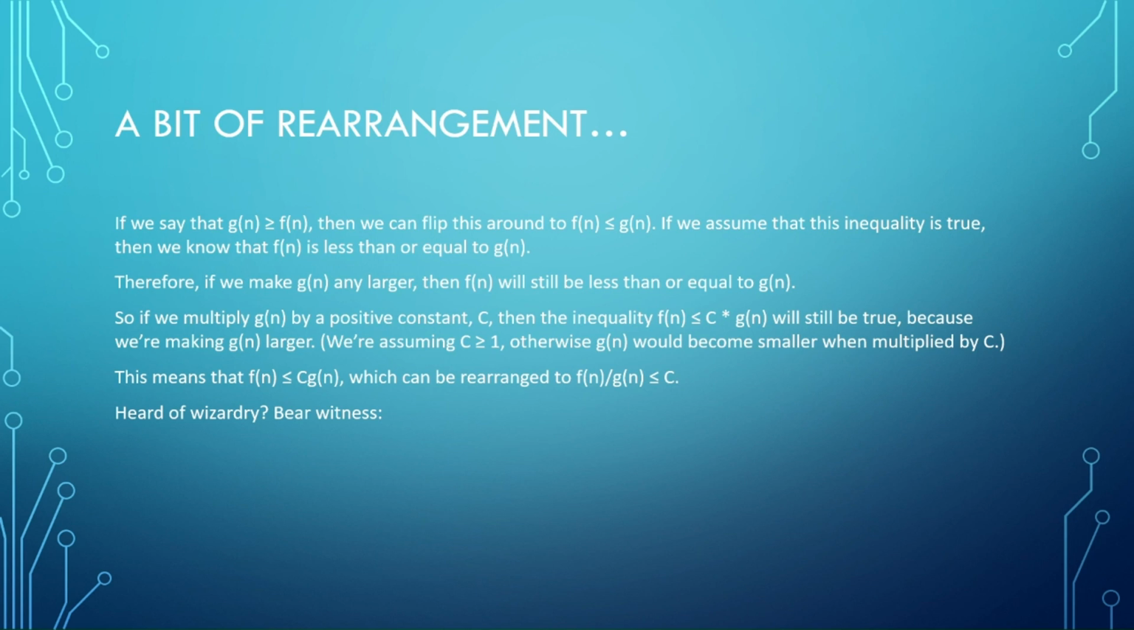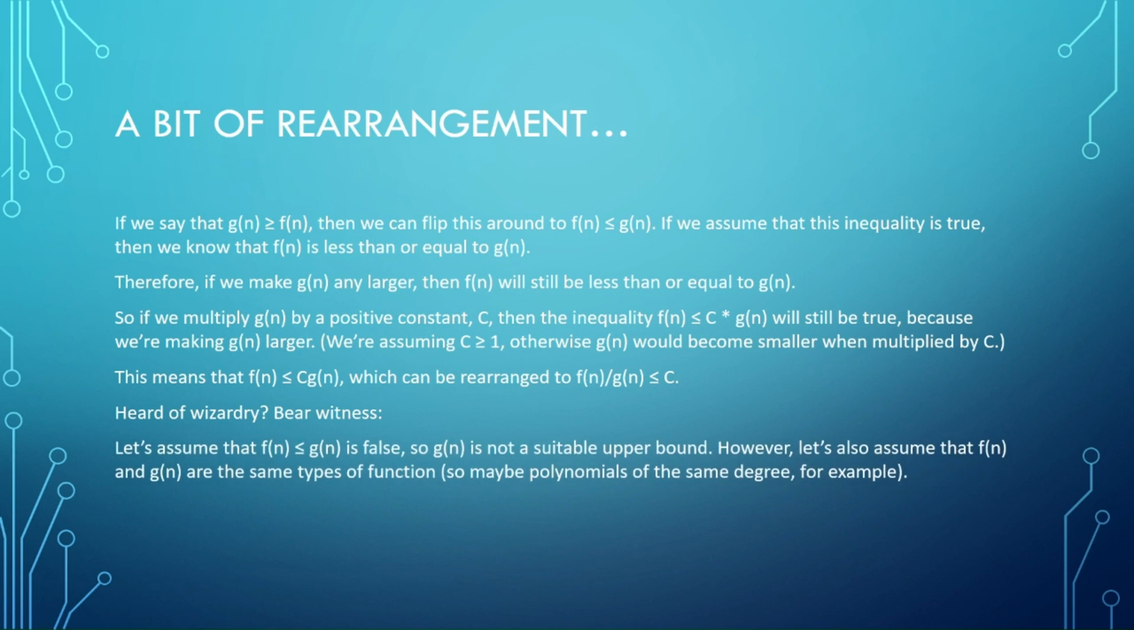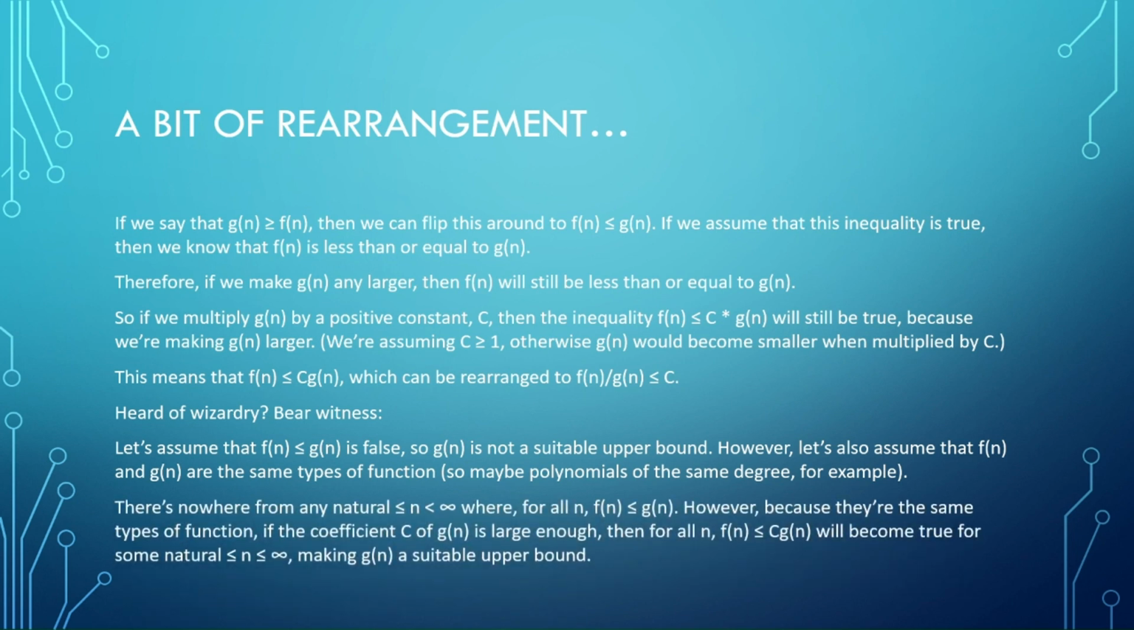Now, if that makes sense, have you guys heard of wizardry? Bear witness. Let's assume that f of n is less than or equal to g of n is false, so it's not a suitable upper bound. We're going to assume this, but let's also assume that f of n and g of n are the same types of function. So what I mean is maybe polynomials of the same degree, or maybe they're both logs or exponentials, etc. But we're assuming f of n is less than or equal to g of n is false. So that means that there is nowhere from n equals any natural to infinity where for all n, f of n is less than or equal to g of n.